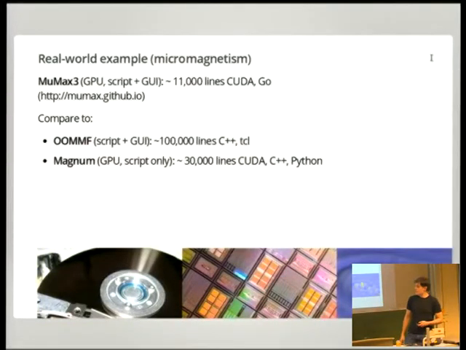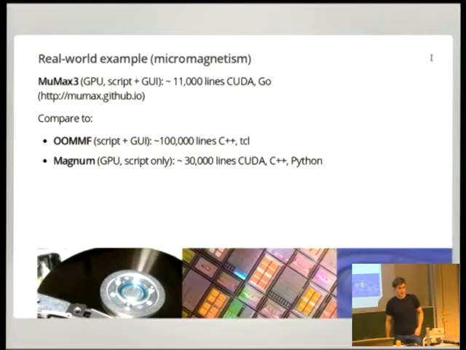Our implementation for this problem with CUDA and Go was only around 11,000 lines. If you compare it to some other programs that do basically the same thing, they use some C++ together with a scripting language, and they require really a multitude of these lines of code. So it's been a good choice in terms of productivity, but that doesn't necessarily mean that Go is a complete smooth ride for computational science.